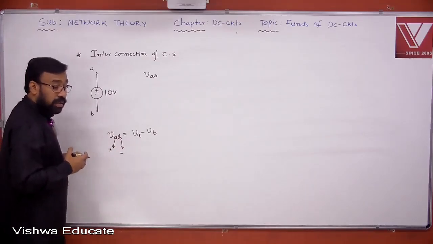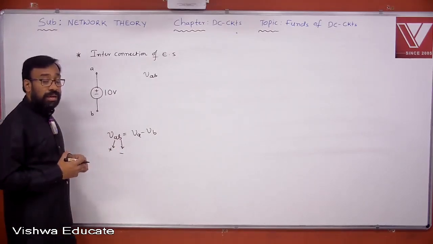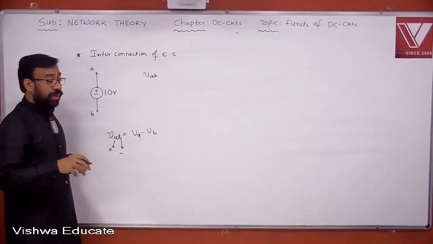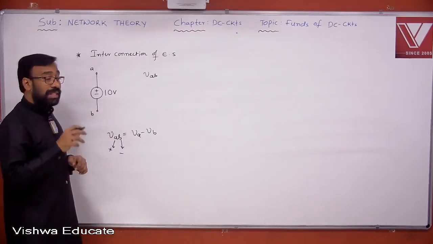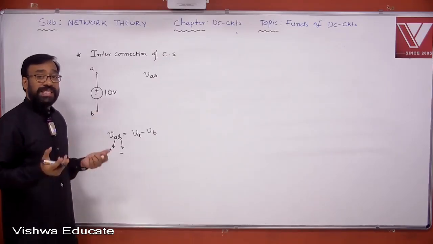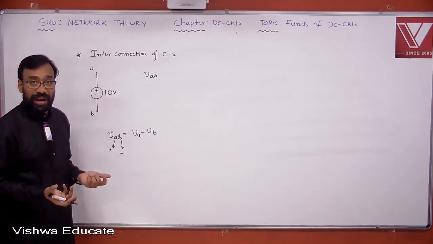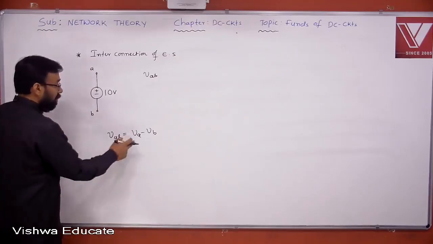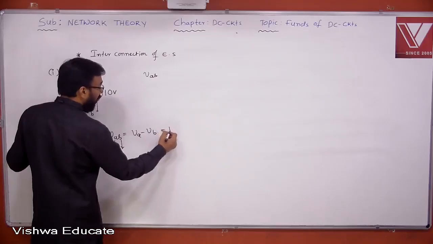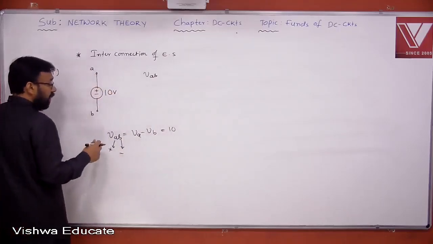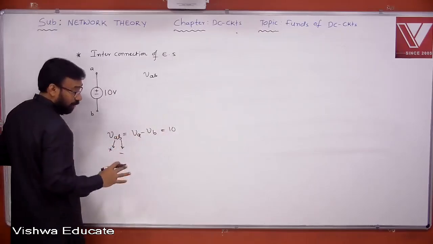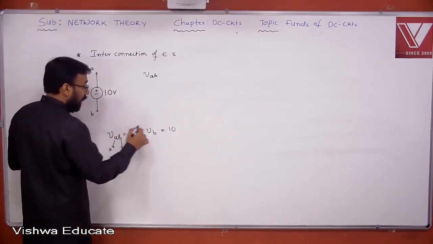Instead of asking in a lengthy manner, if I connect the voltmeter positive terminal at A and negative terminal at B, what is the reading on the voltmeter? Instead of asking such a big question, you can simply ask what is the VAB value. That's it, simple, right? So VA minus VB. When you connect plus to plus and minus to minus, it reads as it is that value.